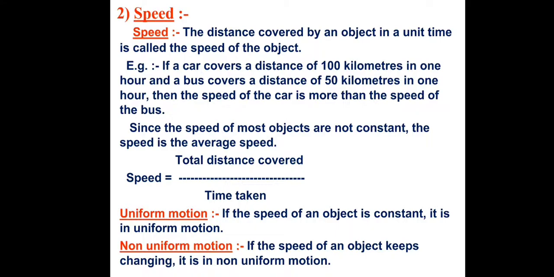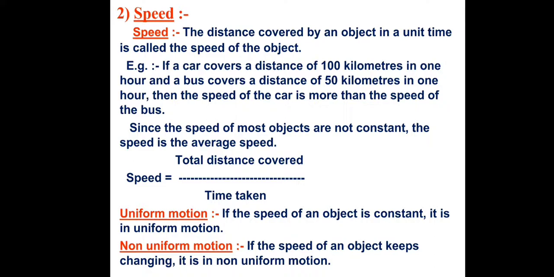Next topic is speed. The distance covered by an object in a unit time is called the speed of the object. We know that some vehicles or some objects, they move faster than the others. And even the same type of vehicles may move faster or slower at different times. So to know which moves faster and which moves slow, we have to know speed of that vehicle. And probably you are familiar with this word.